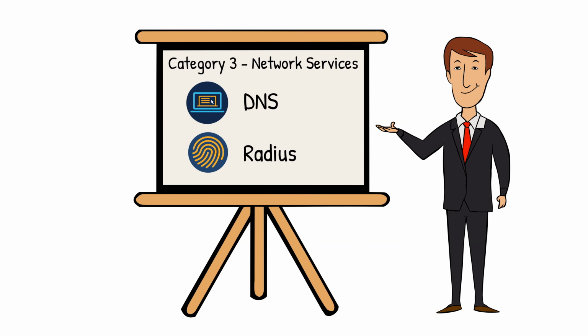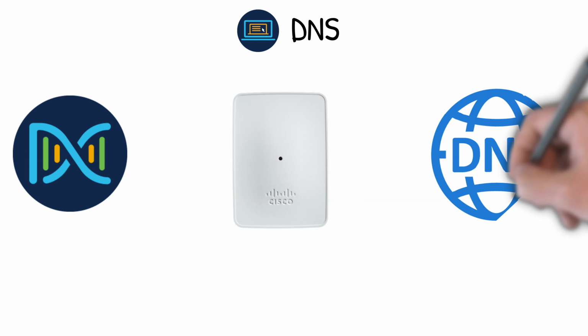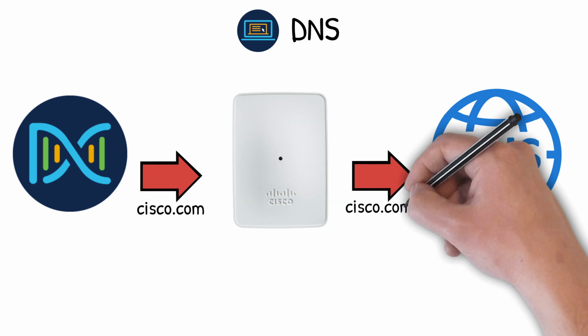For the third category of tests, we have network services, in which we have a DNS and a radius test. Starting off with the DNS test, the sensor will attempt to initiate a DNS lookup to a hostname you've provided through Cisco DNA Assurance. The purpose of this test is to ensure your DNS server is operating as expected. If the sensor is able to resolve the defined hostname through your network's DNS server, the test is considered a pass.